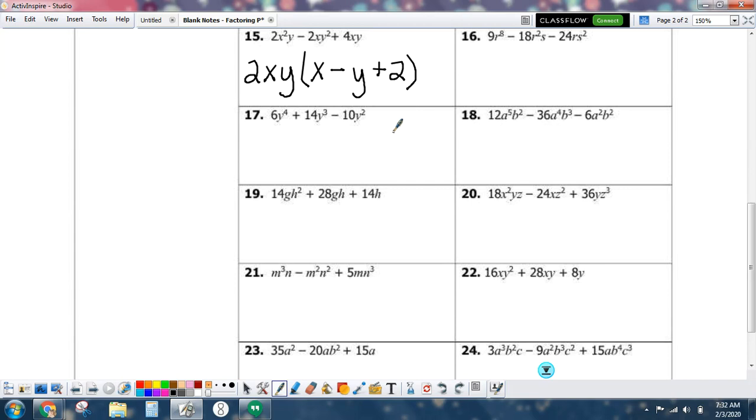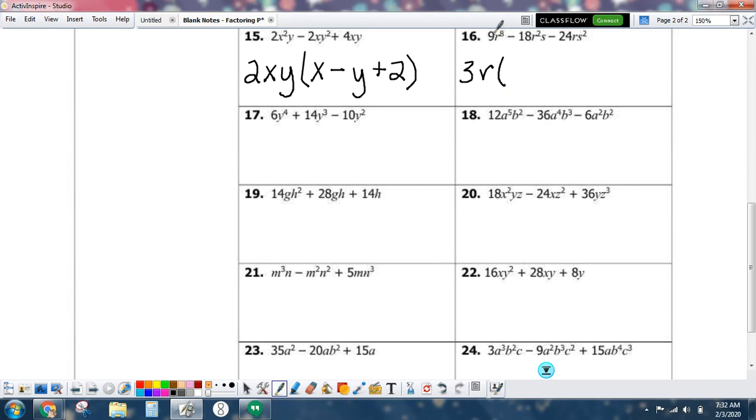number 16. I'm going to do one more with you, and then you're going to try the rest on your own. All right, so number 16, the greatest common factor between 9, negative 18, and negative 24 is going to be 3. Okay, and then r to the 8, r squared, and r. So the biggest one between those is just a positive 1r. Okay, and then there's no s term for all of them, so that's going to stay on the inside.